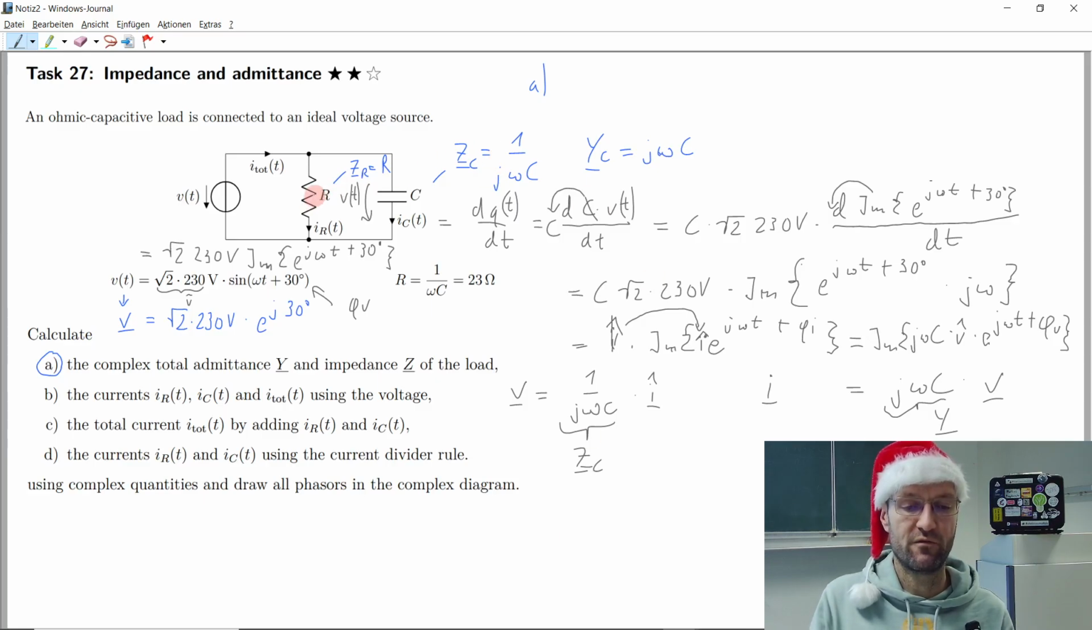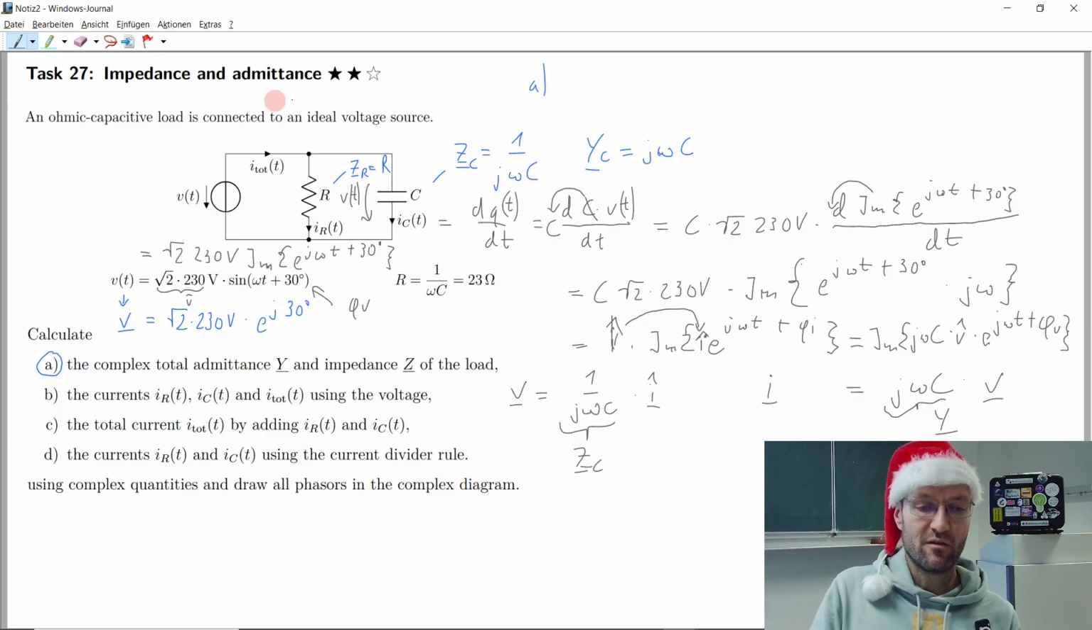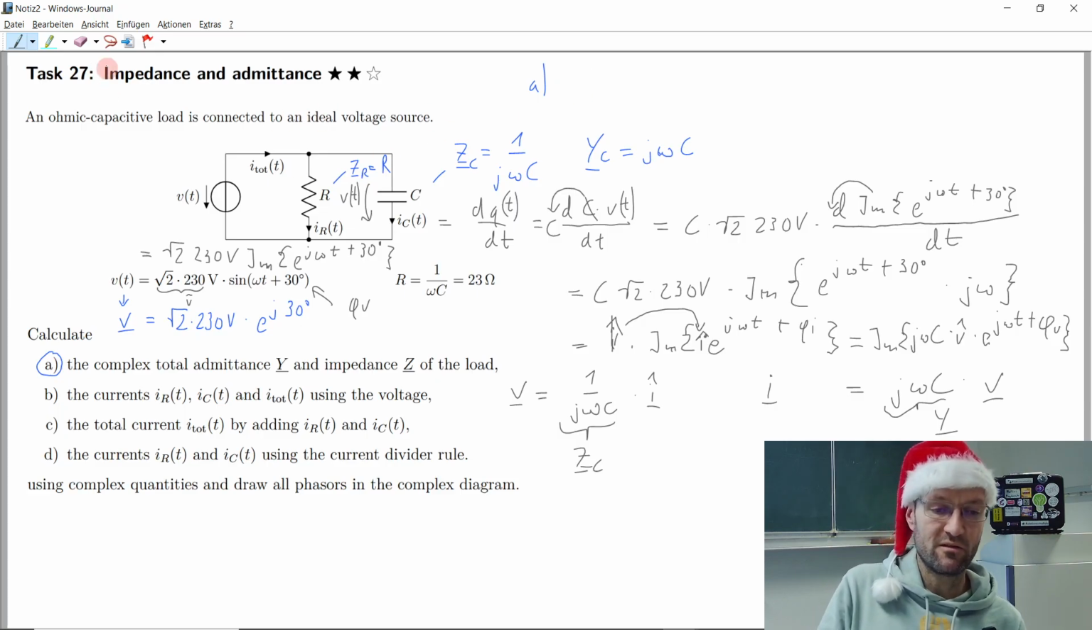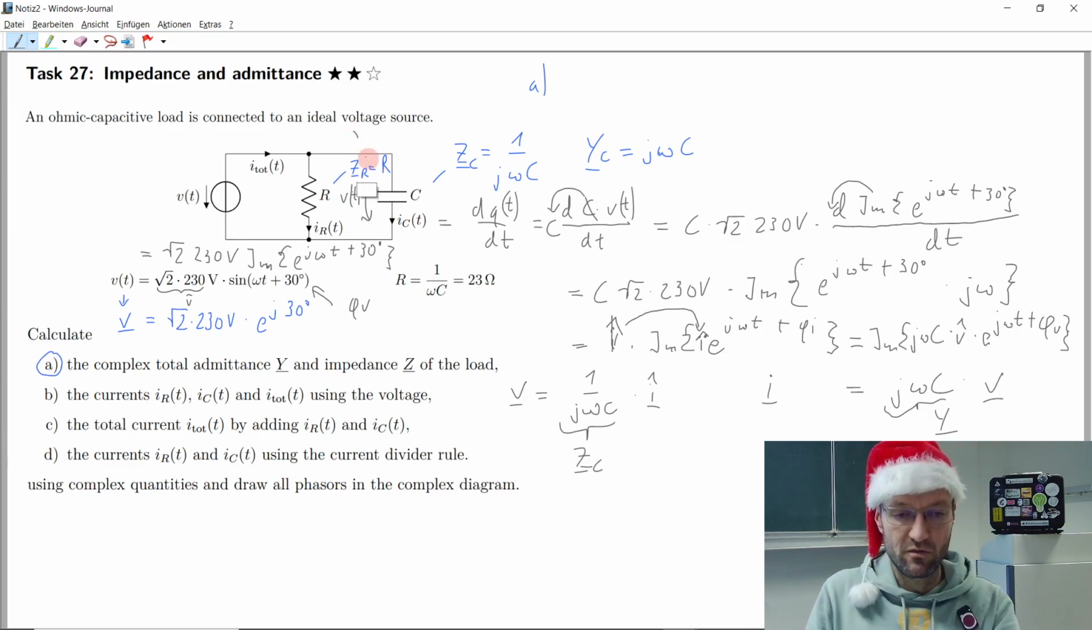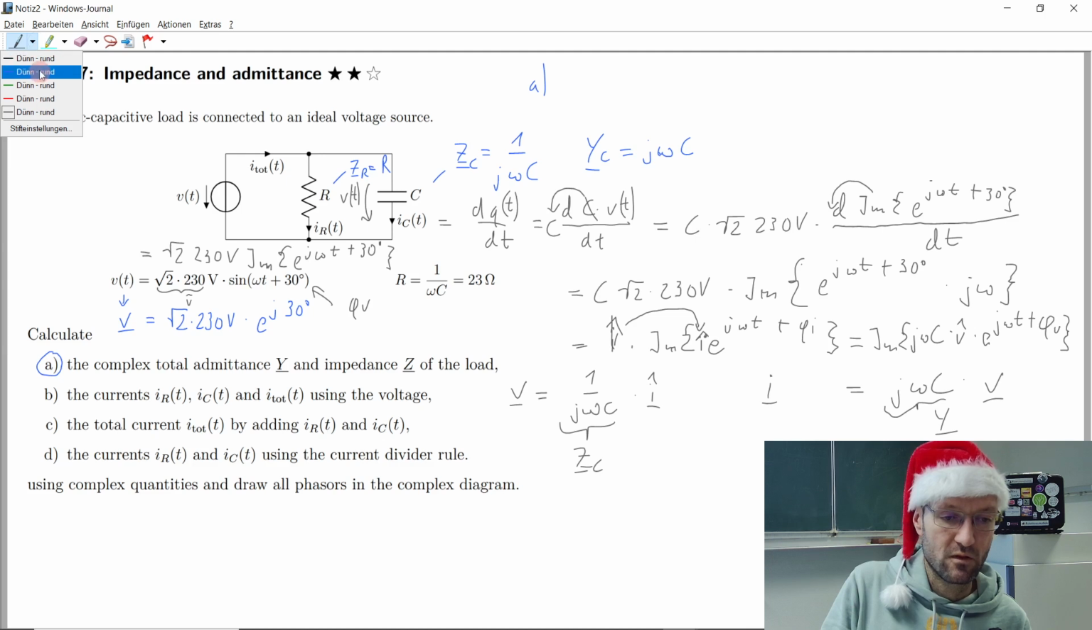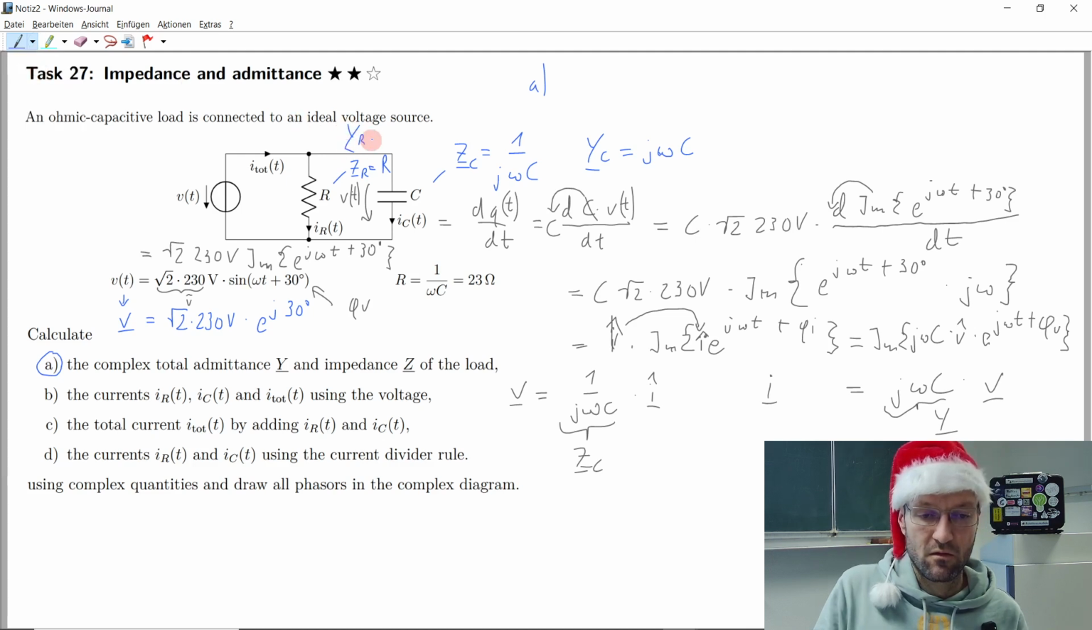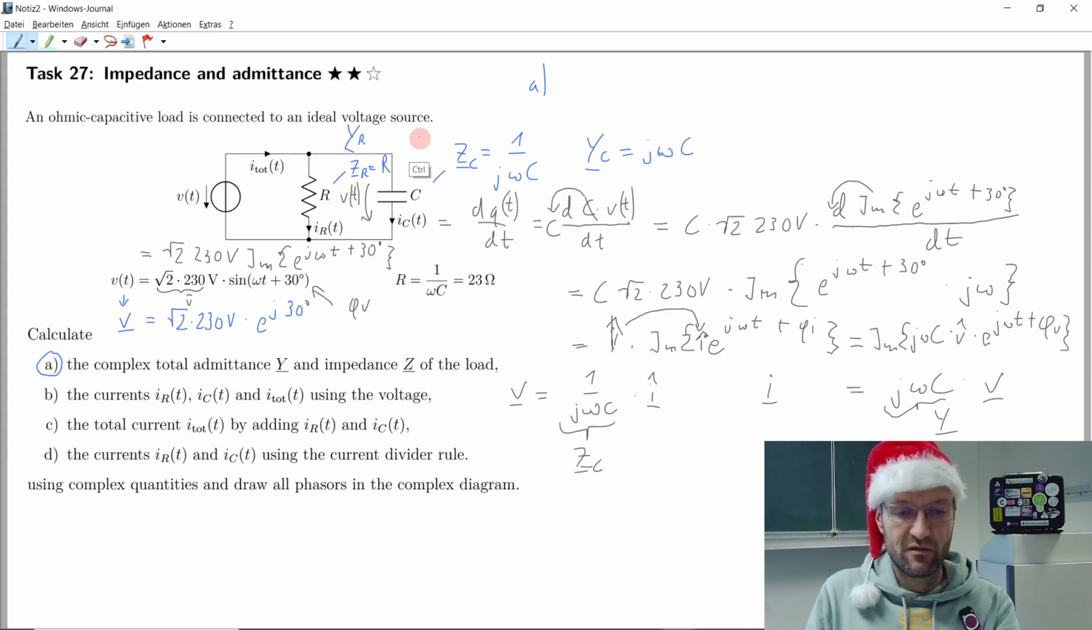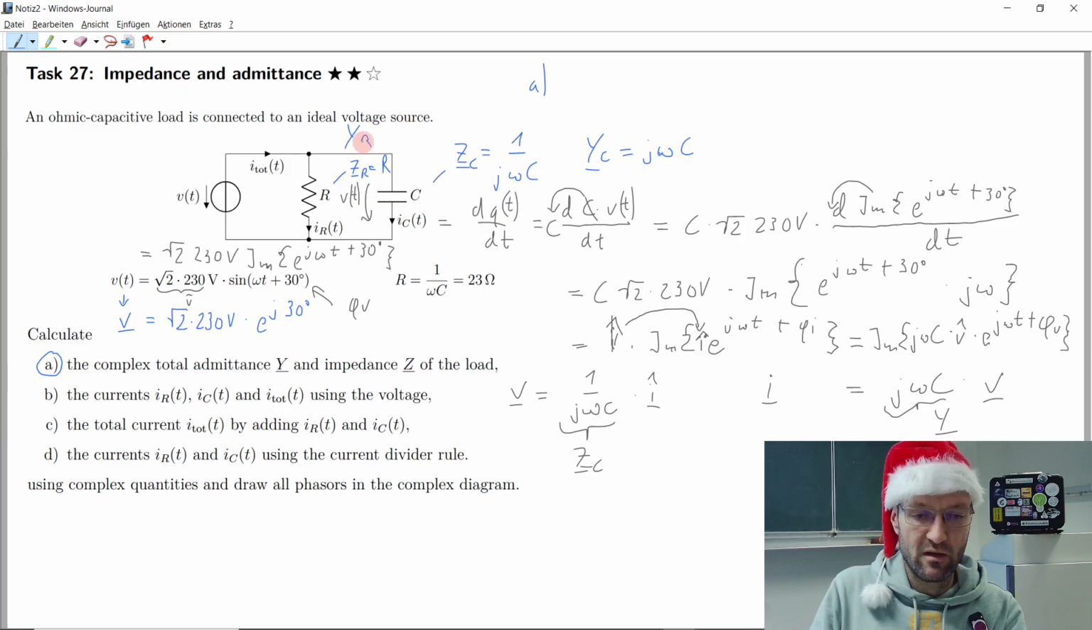Okay, so we have a resistor, and the impedance of the resistor is the resistance, and we have some capacitor, and the impedance of the capacitor is 1 over j omega C. And maybe what I can add is that the admittance of the resistor, this one is not really complex, so I might skip the underscore. The admittance of the resistor is just 1 over R.